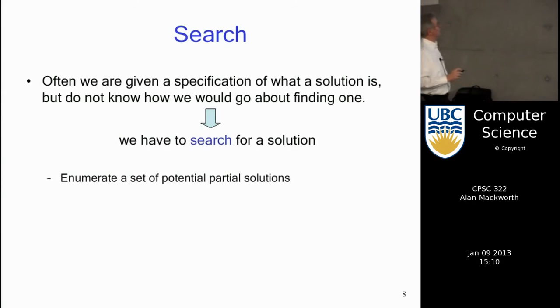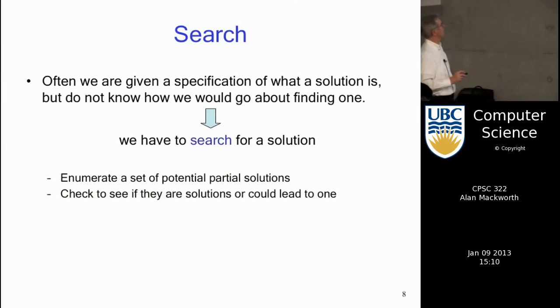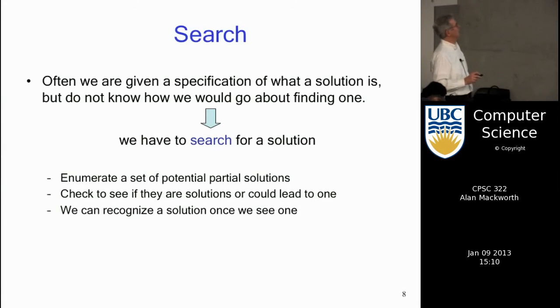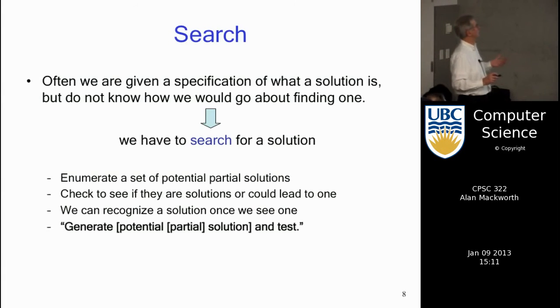So how we're going to search for a solution is to enumerate a set of potential partial solutions. And we're going to check to see if they're already solutions or if they could lead to a solution. That's domain dependent, how we do that. But the generic idea will be common to all search problems. And you have to be able to recognize a solution once you see one. We call them solutions or goals. Often we use the word goal here.